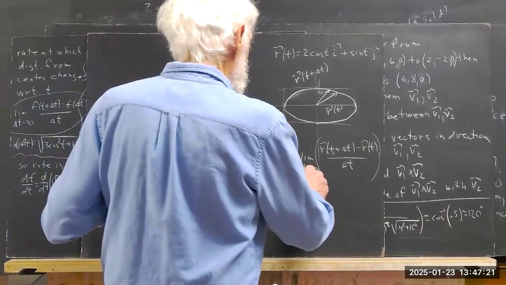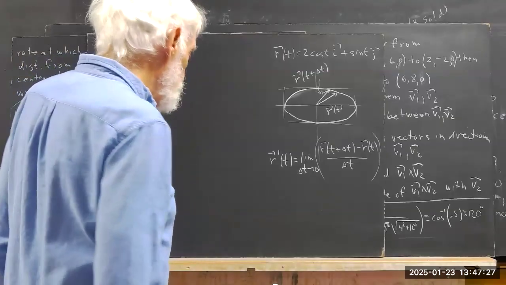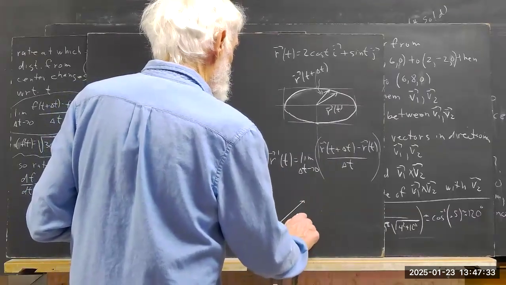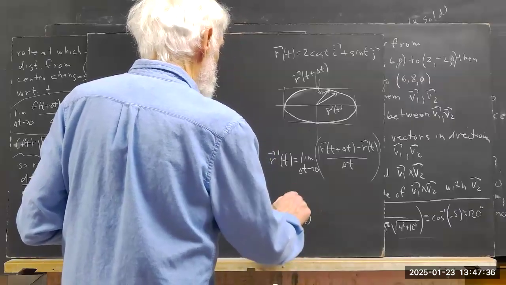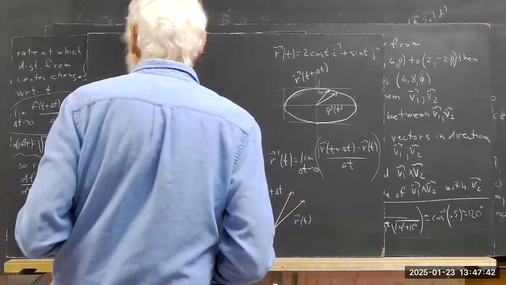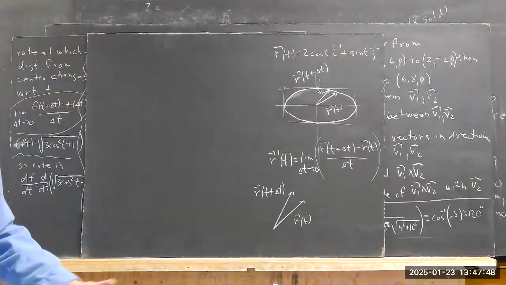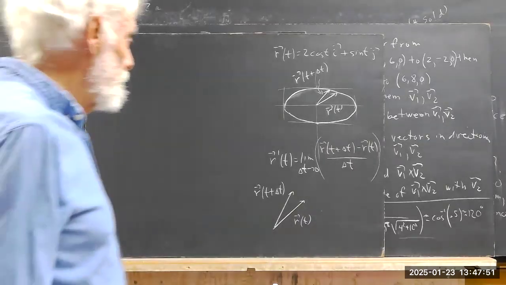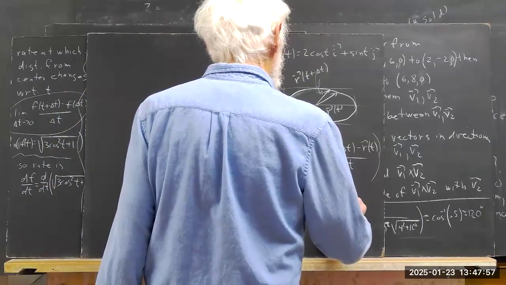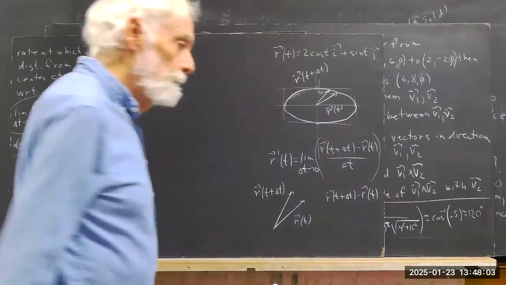So what does this mean geometrically? Let's just get them out of the picture. Here's an R of T, and here's an R of T plus delta T. I'm going to try to make one important point here. Now, can you draw me the vector for this numerator? Where is the vector R of T plus delta T minus R of T?